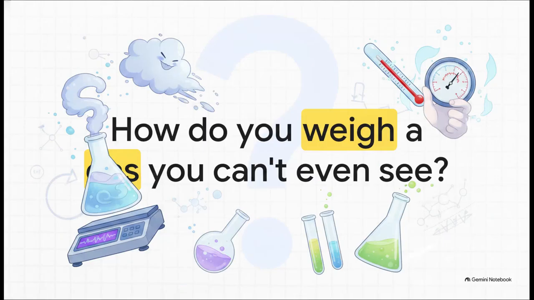So here's the immediate hook, the problem we face as chemical detectives. How do you weigh a gas you can't even see? Unlike solids or liquids, the mass of a gas is not easy to accurately determine. Gases are highly compressible. Their volume changes drastically depending on the temperature and the pressure of the room you're in. You can't just put a handful of gas on a scale and expect a straightforward answer, right?